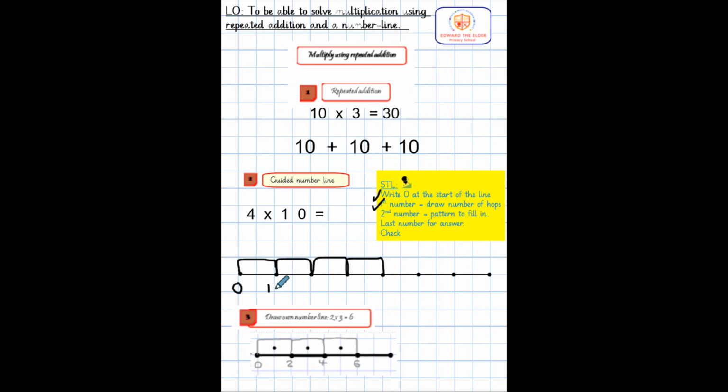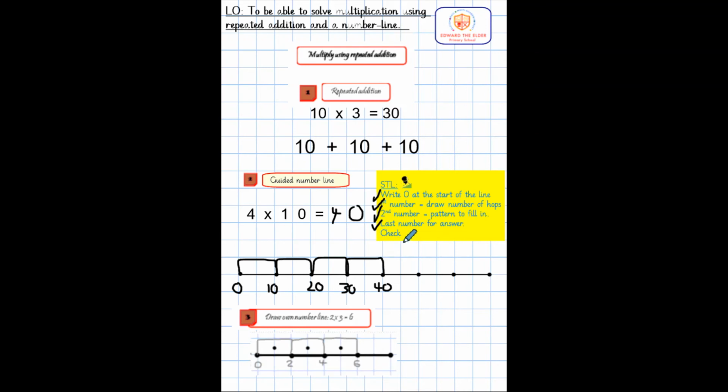10, 20, 30, 40. We then look at the last number for the answer. So our answer is 40. So 4 multiplied by 10 equals 40.